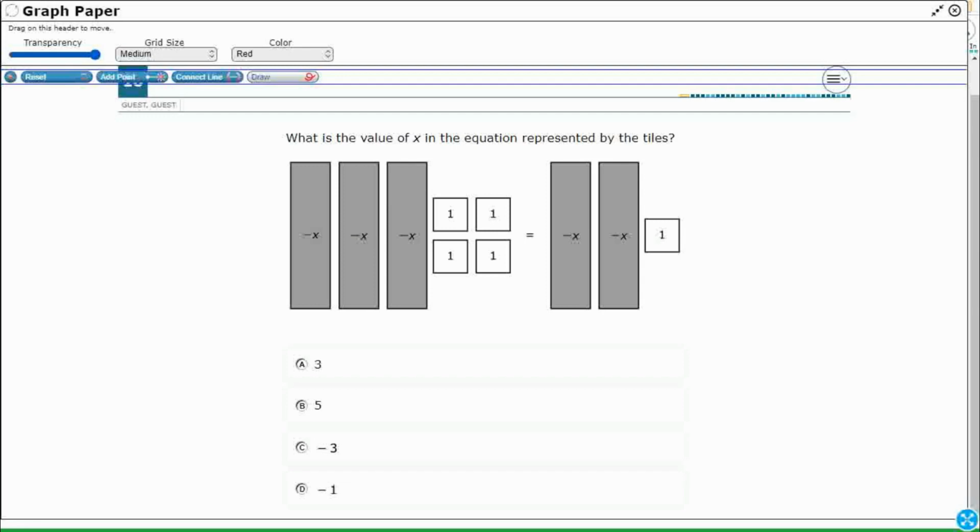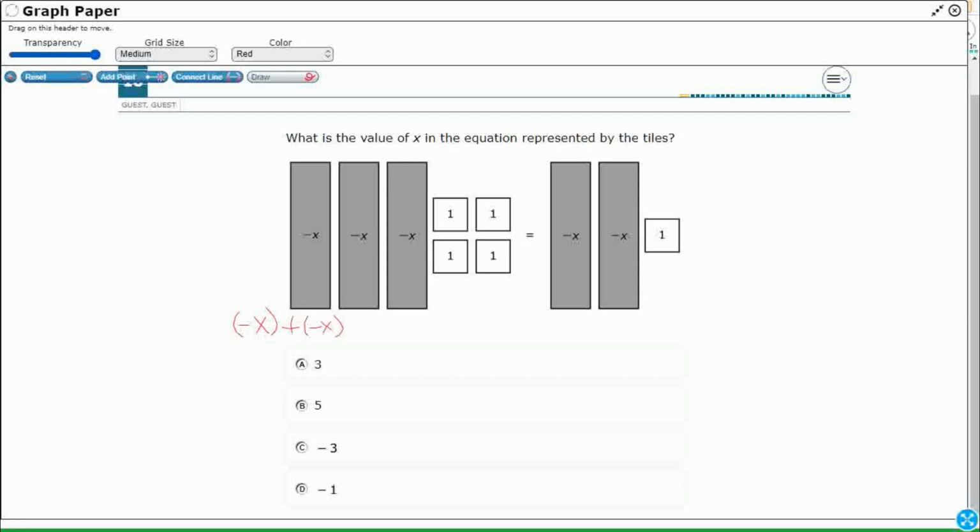The first step, which might be the hardest, is to translate this into an actual equation. So how many negative x's do I have? We could write this down as negative x plus negative x plus negative x. That's what these three things equal. Plus 1, plus 1, plus 1, plus 1. So that's what this side equals right here.